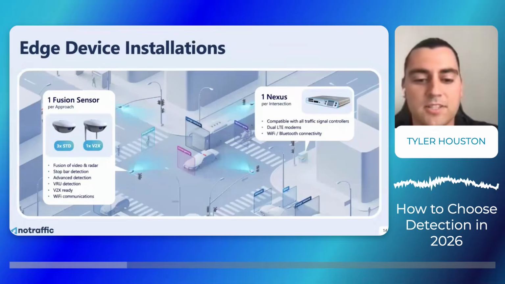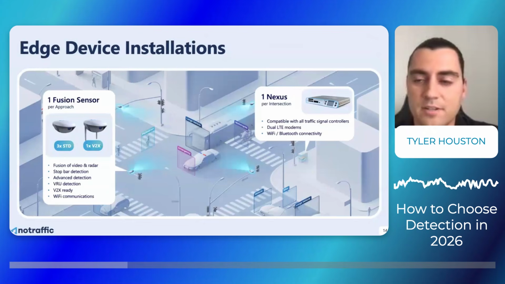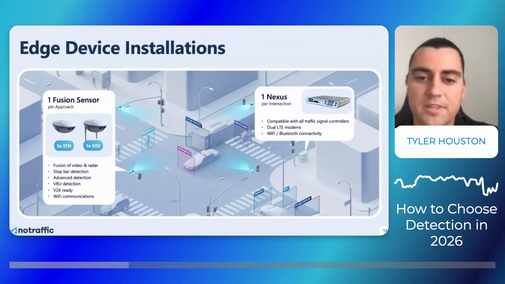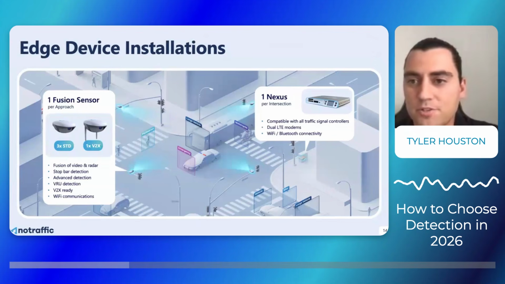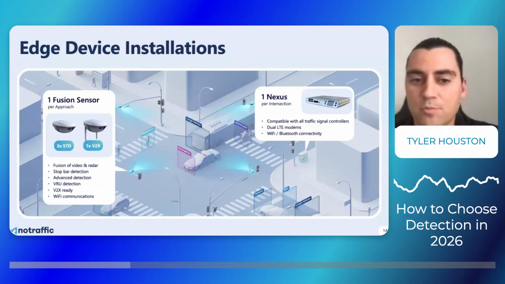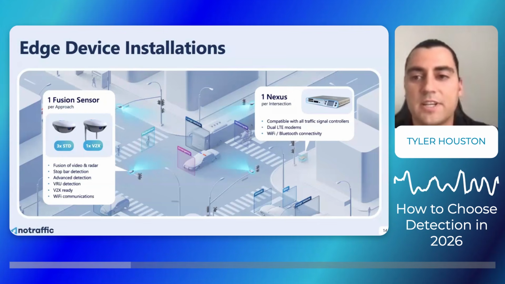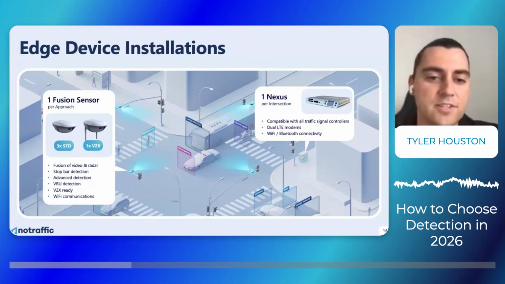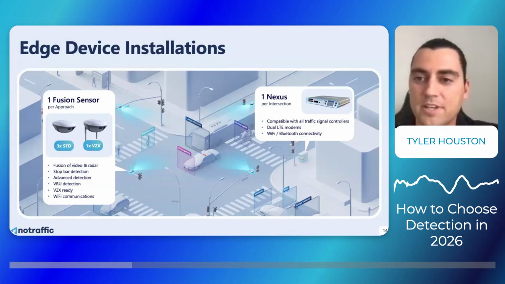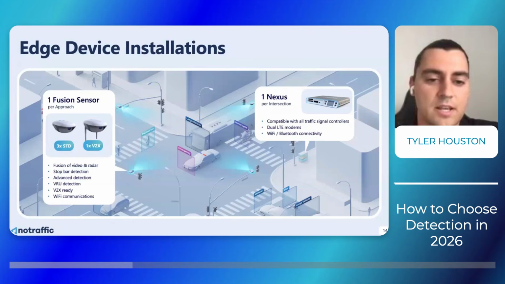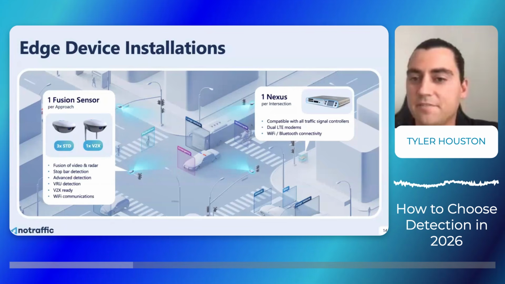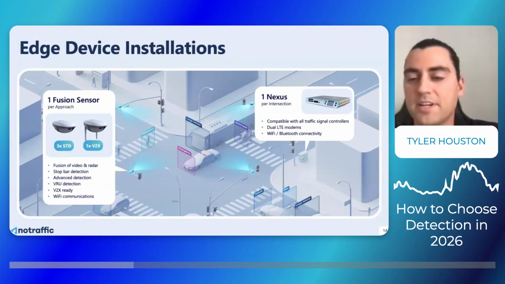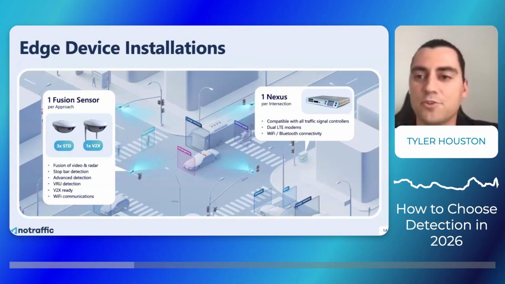Now, what the NoTraffic system looks like once we're installed at the intersection, it acts as a typical detection system, what most agencies are familiar with. So we have one sensor per approach, providing stop bar and advanced detection. So for a typical 4 approach, you're going to see 4 sensors. A really unique thing about NoTraffic is that one of those sensors is actually going to be a V2X enabled sensor. So that basically guarantees that in the future, once an agency starts to do connected vehicle applications, they will be future-proofed for those types of applications.